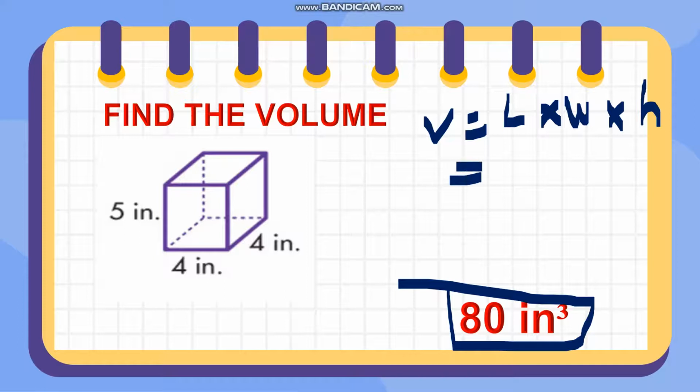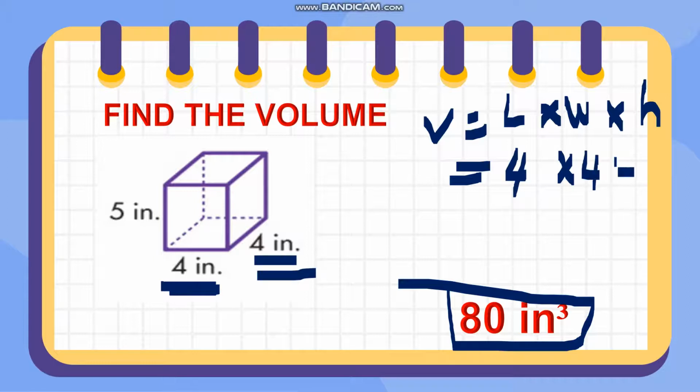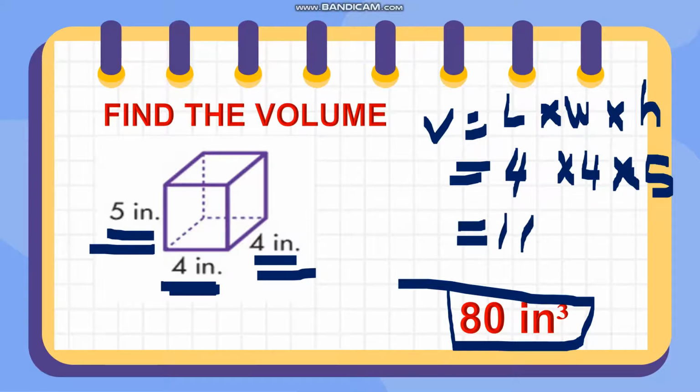So the length is equivalent to 4 inches, the width is equivalent to another 4 inches, and the height is equivalent to 5 inches. So 4 multiplied by 4 is 16, and 16 multiplied by 5 is 80. The unit that we use here is inches, and that is cubic inches. That's why the volume of this rectangular prism is 80 cubic inches.